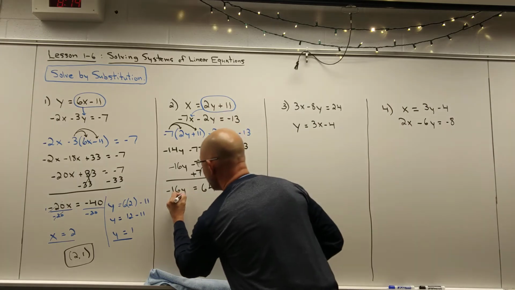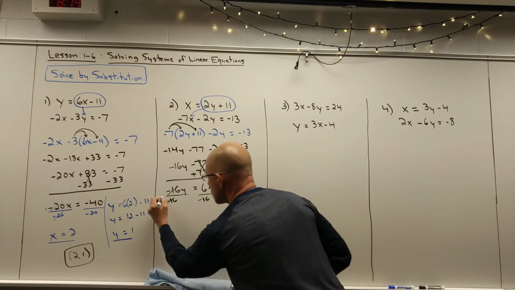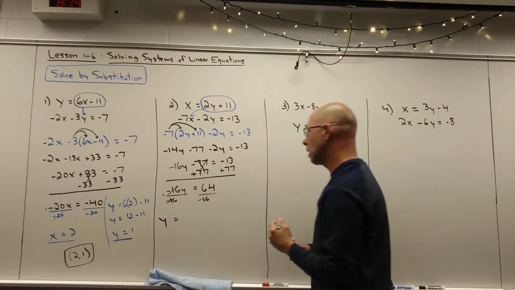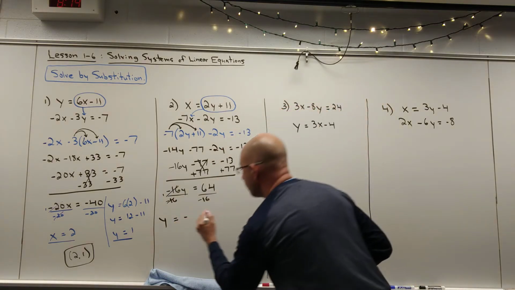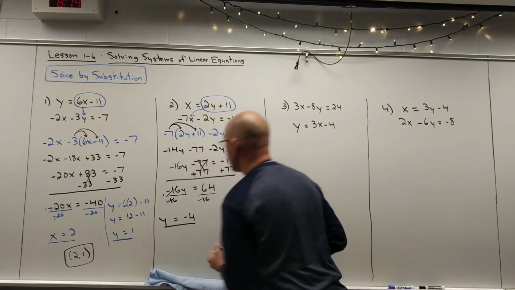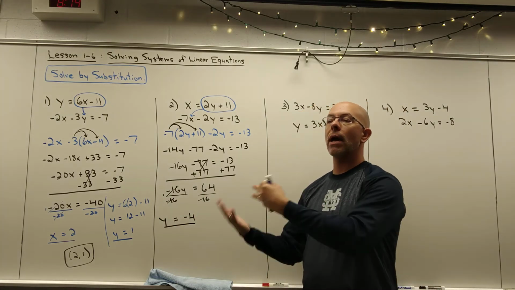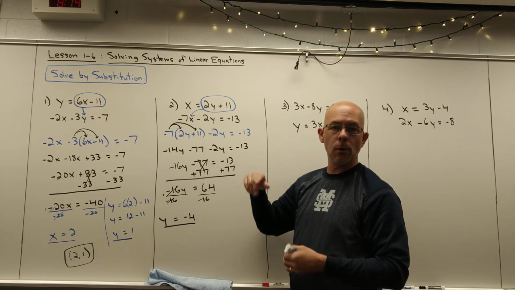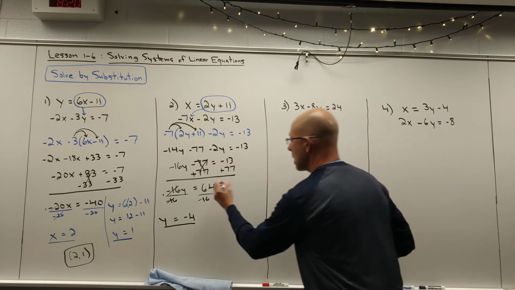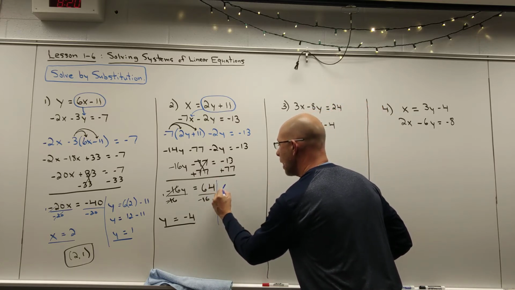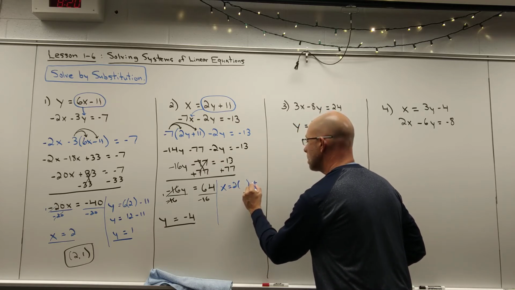Divide both sides by negative 16. Negative 16 divided by negative 16 is 1y. And 64 divided by negative 16 is negative 4. So there's that. We have y, we go back and find x. When that equation says x equals, that is, again, the nicest way to find x. So we will state, kind of separate our workspace. X equals 2 times y plus 11.